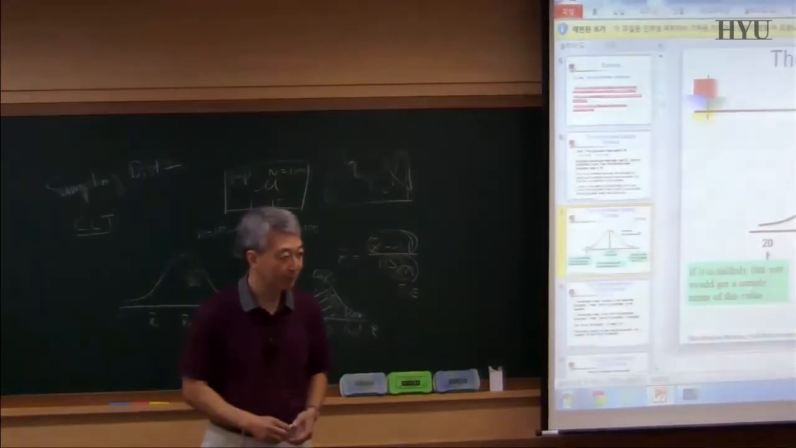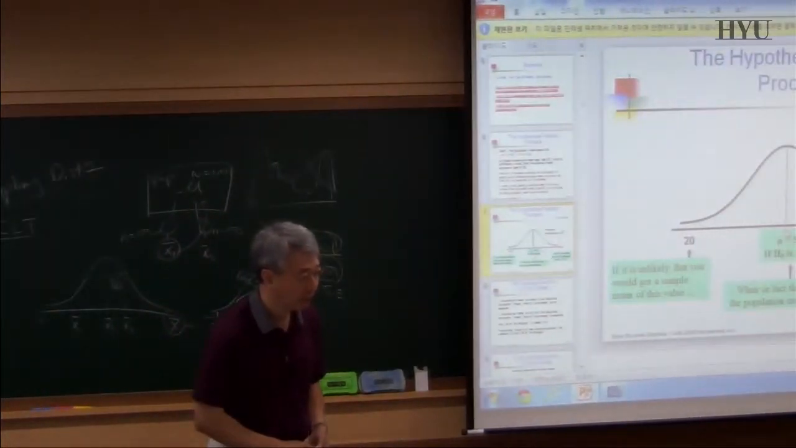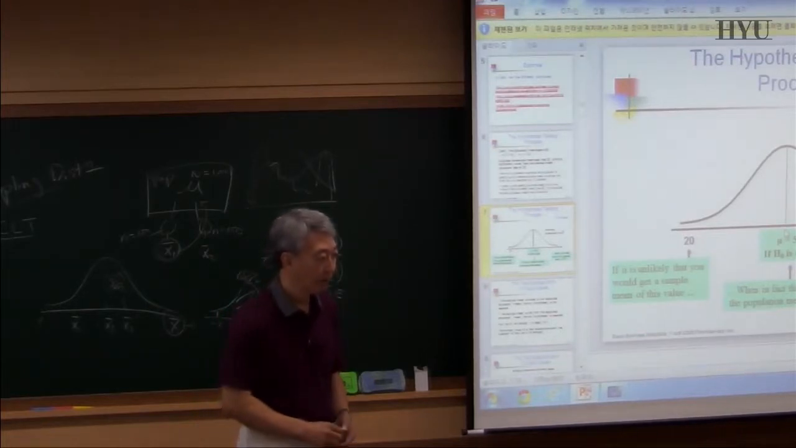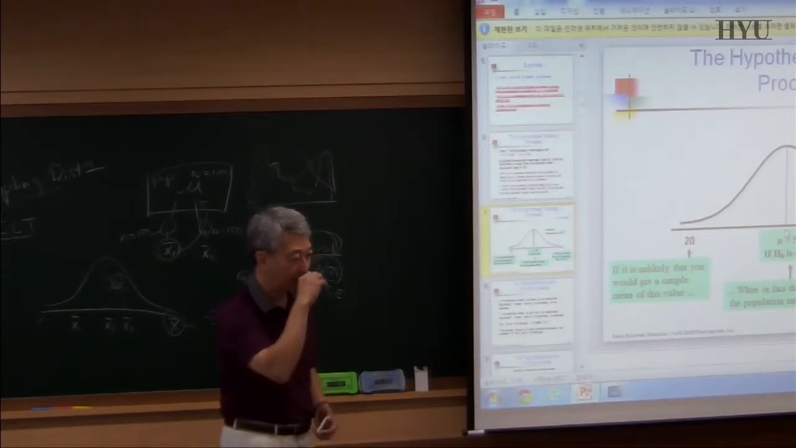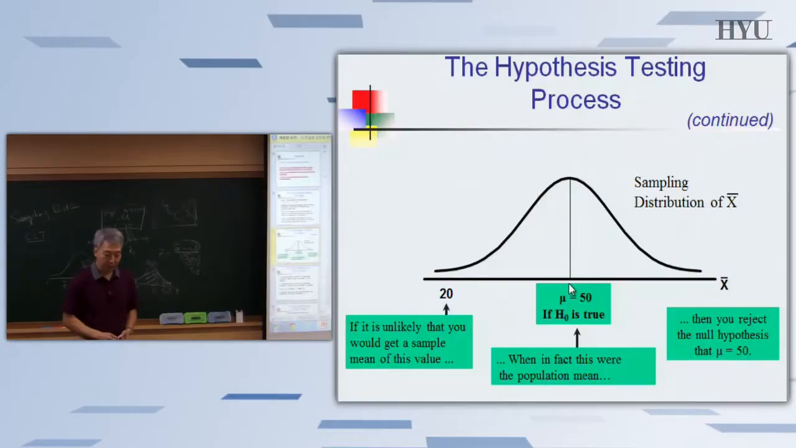Depends on how you fix alpha error. Depends on what? How you fix your alpha. But it's probably unlikely that the mean will be 20. Oh, you mean alpha value? Like the confidence. Oh, okay. Yeah, how we fix the alpha value. Right. Okay. Right. So yeah, that is right.